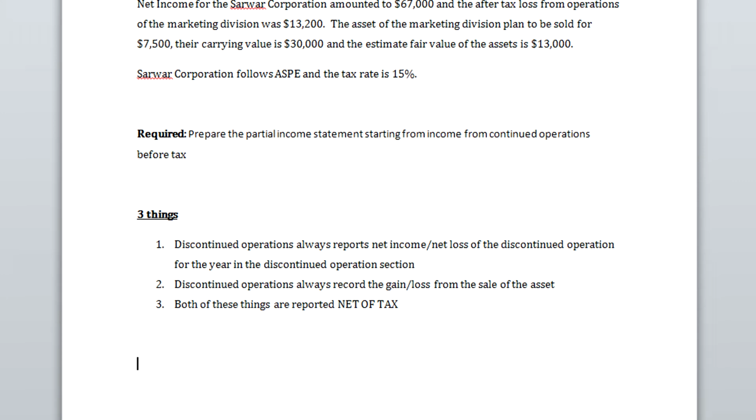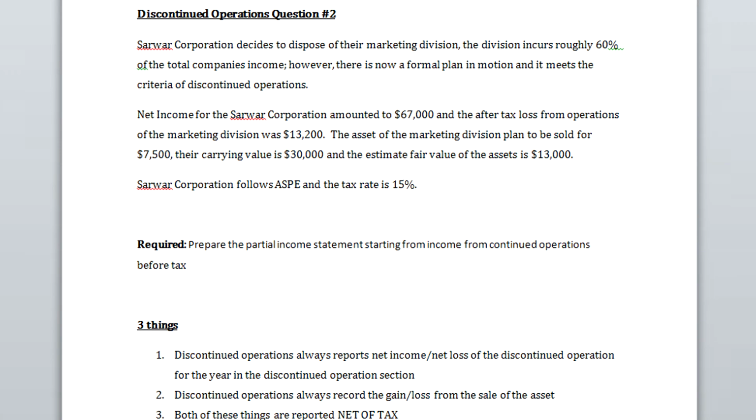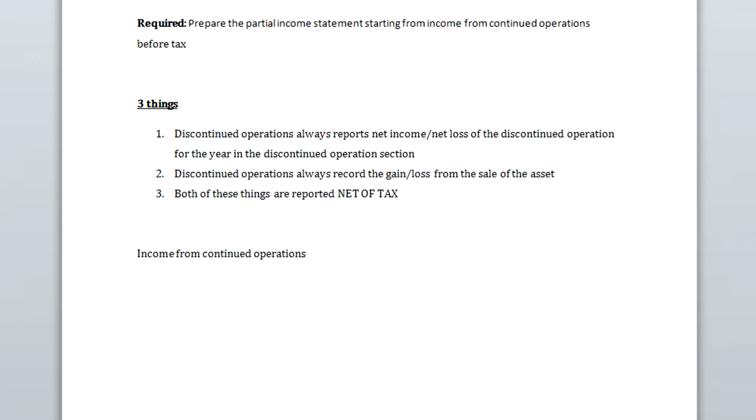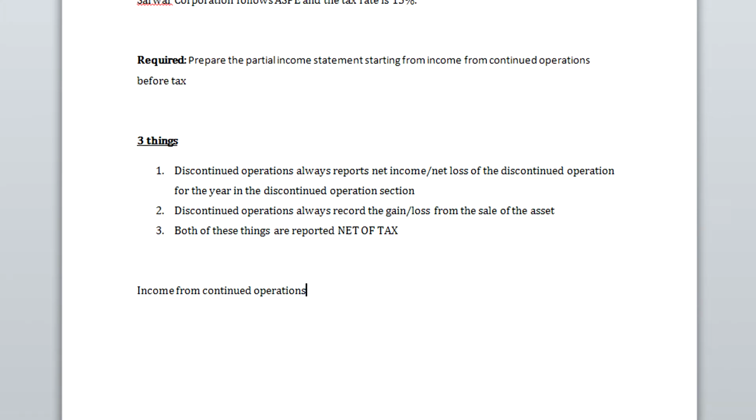Okay? So we're supposed to start with our income from continued operations. So we'll just add that right in there. But unfortunately, it doesn't give that to us. Okay? So we're going to solve for that later. And actually, sorry, it's asking us to start with our income from continued operations before tax. And we don't even know that.